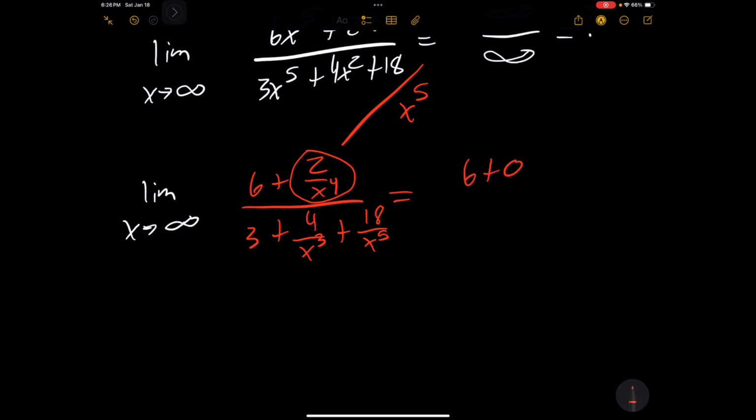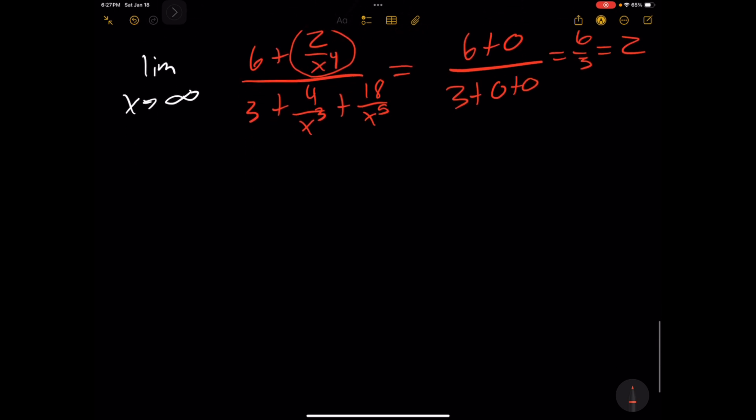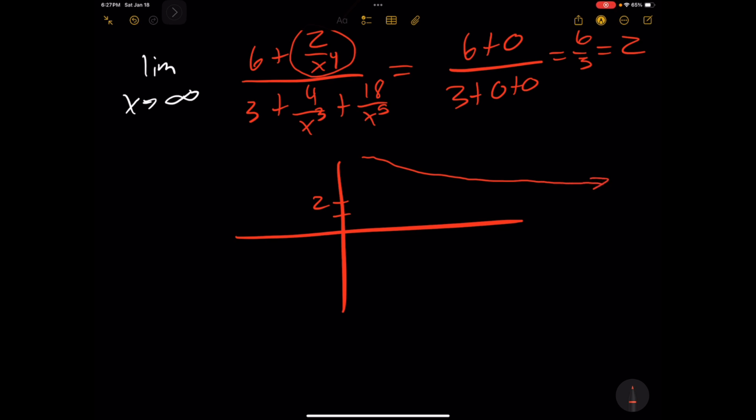So we're going to get 6 plus 0 over 3 plus, the same thing's going to happen with these other two terms. 4 over something getting really big and 18 over something getting really big are also tending towards 0. And so our limit here is actually just 6 over 3, or 2. Which means this complicated function, as x goes to infinity, let's say as x goes to infinity, y is 2. I don't know what's happening with this function, but at some point we're going off to infinity and we're going to be approaching the value of 2.